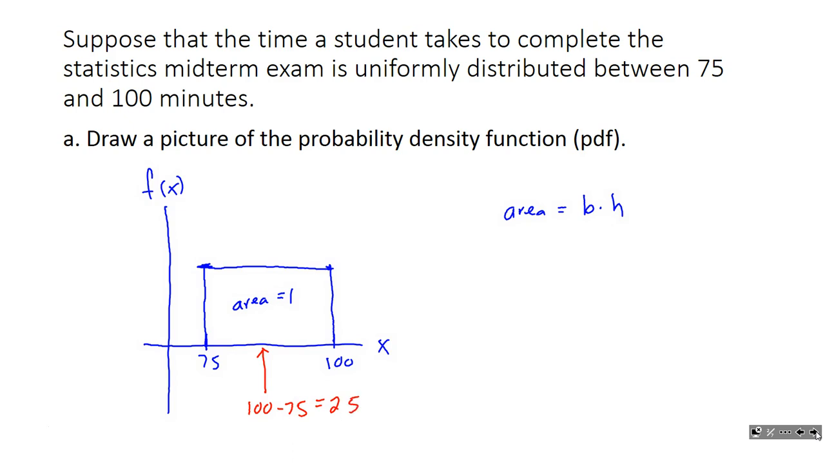So our base is equal to 25. Now our total area has to equal 1. Notice that the height will always just be the reciprocal of the base. Base is 25, so the height has to be 1/25. 25 times 1 over 25 equals 1. So f of x equals 1/25. Okay, so there we have drawn this, and now we're going to use this drawing to answer some questions.